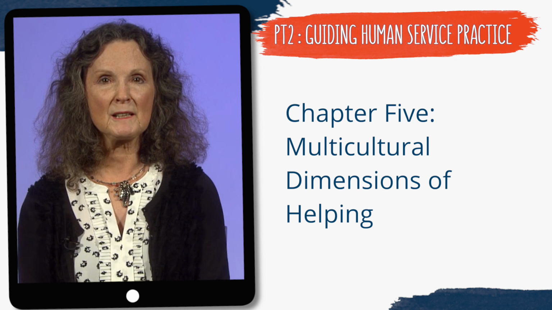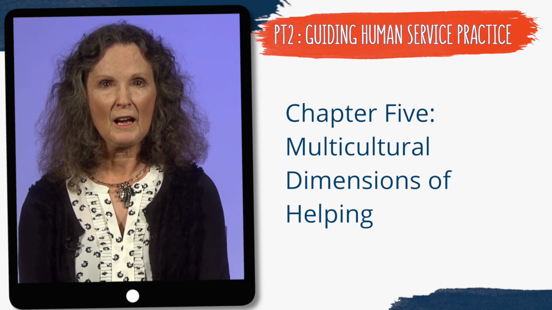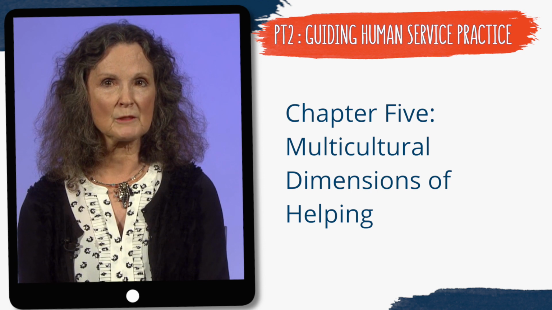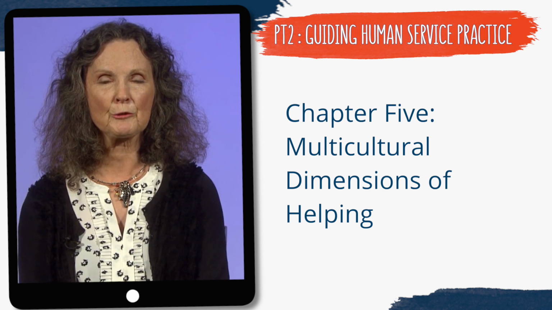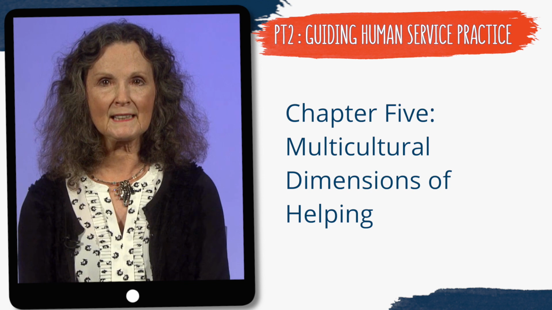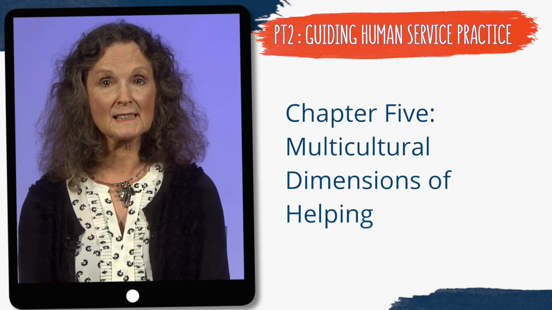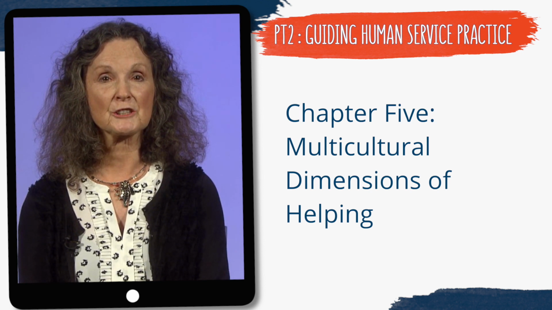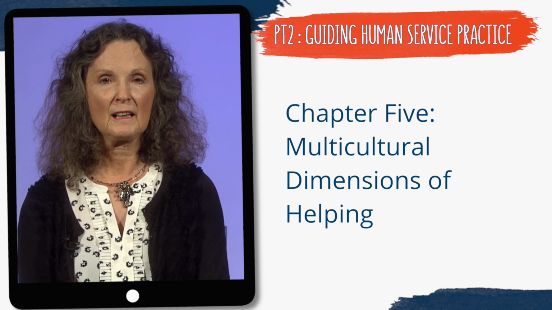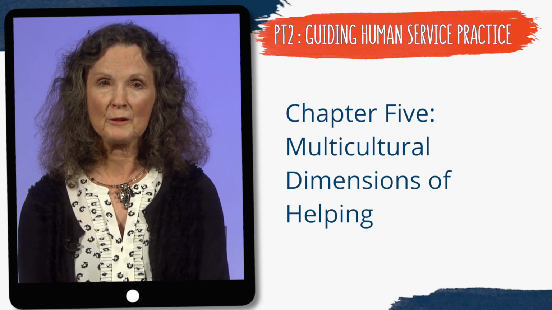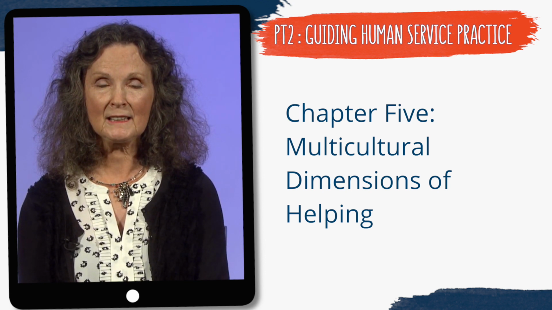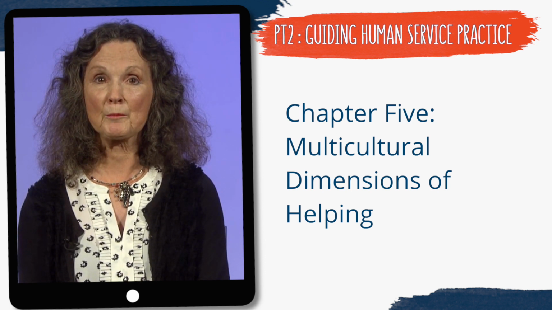Chapter 5, Dimensions of Helping, is a new chapter. Although in previous editions we emphasized the influence of culture throughout the text, we also added a chapter that helps students understand the concept of cultural competence and how to begin to develop it. Included are the history and rationale for multicultural helping, as well as relevant concepts such as culture, assimilation, acculturation, worldview, race, ethnicity, discrimination, and white privilege.